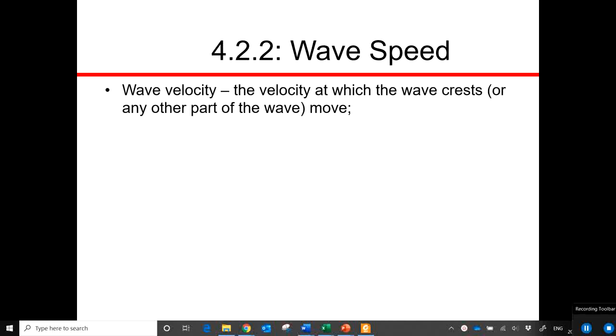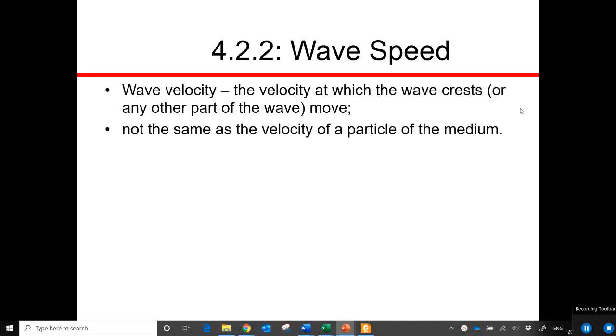Hey everyone. So today we're going to look at the wave speed equation and understand how fast a wave moves, or more specifically, how fast the energy is propagated through a wave. So when we talk about this, we're going to talk about the wave speed or wave velocity. Okay, and that's how fast the wave crests or any other part of the wave moves.